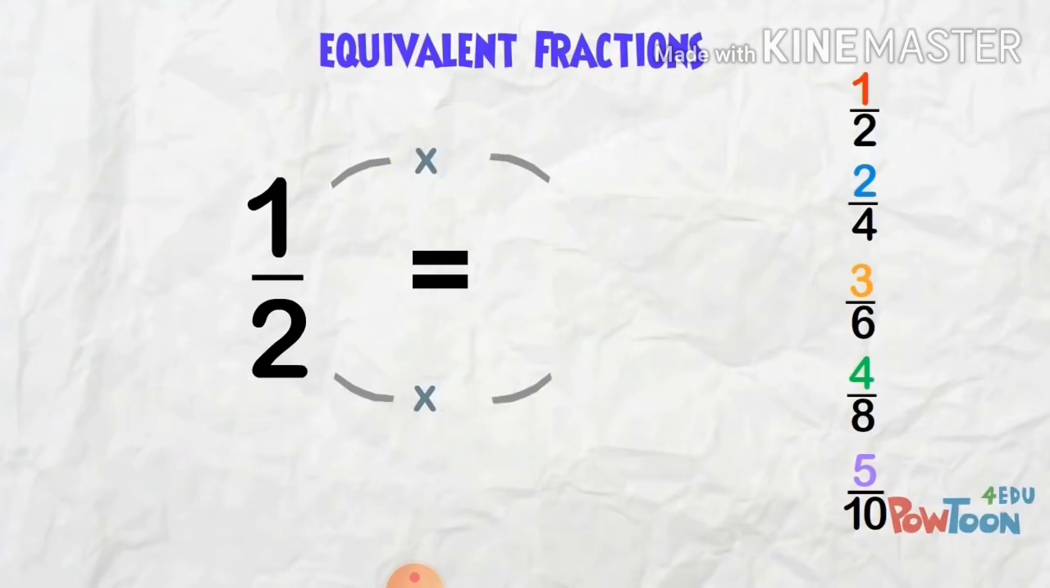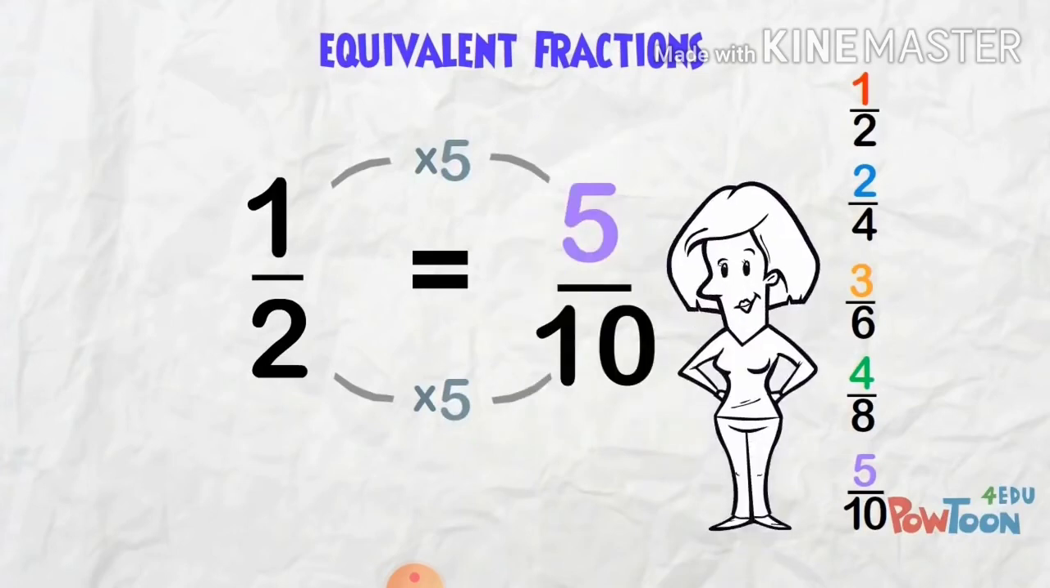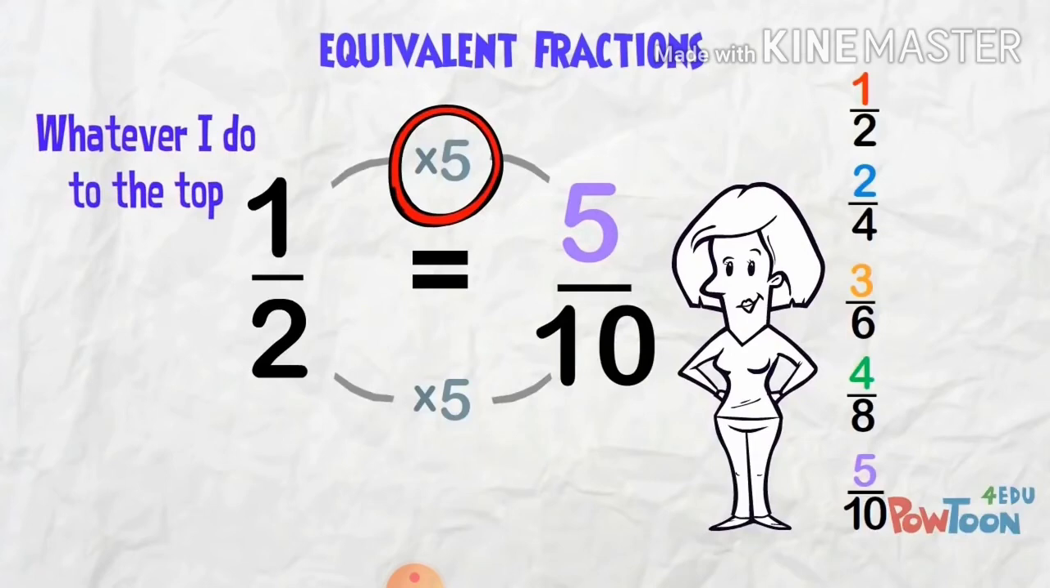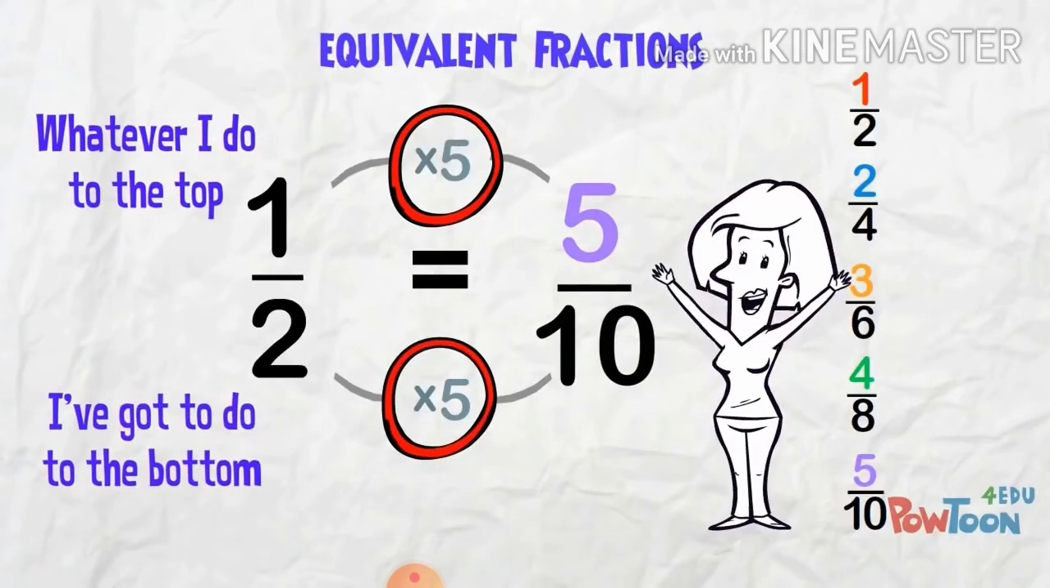So if I use a factor of 3, I get this equivalent fraction. A factor of 4 gets me this equivalent fraction. And when I use 5, I get this equivalent fraction. You can see it in action here. Whatever I do to the top, I've got to do to the bottom. That's easy enough, isn't it?